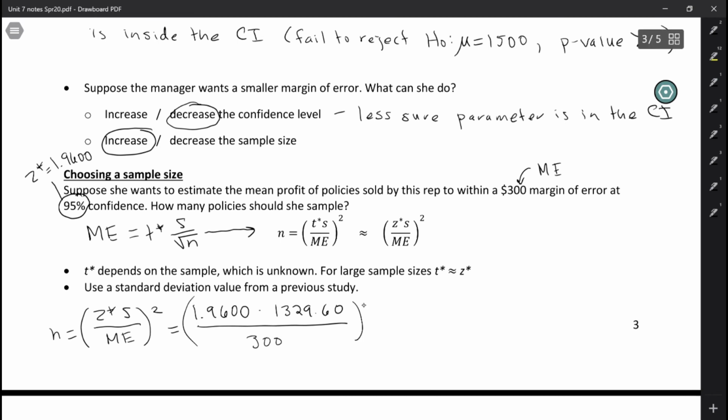Take all of that and square it, and you end up with 75.4591. Our rule when we're calculating sample sizes is that we always round up. So to get the margin of error that we want here, we need a sample size of n equals 76.